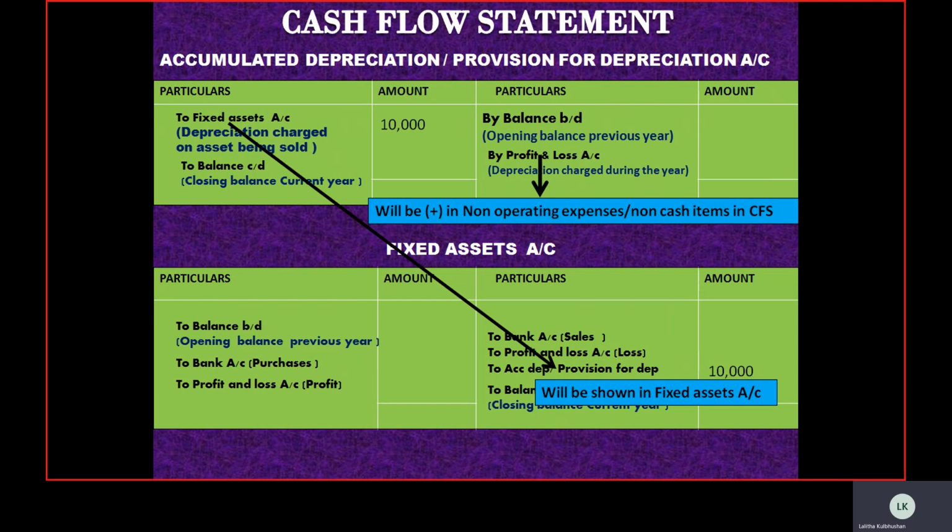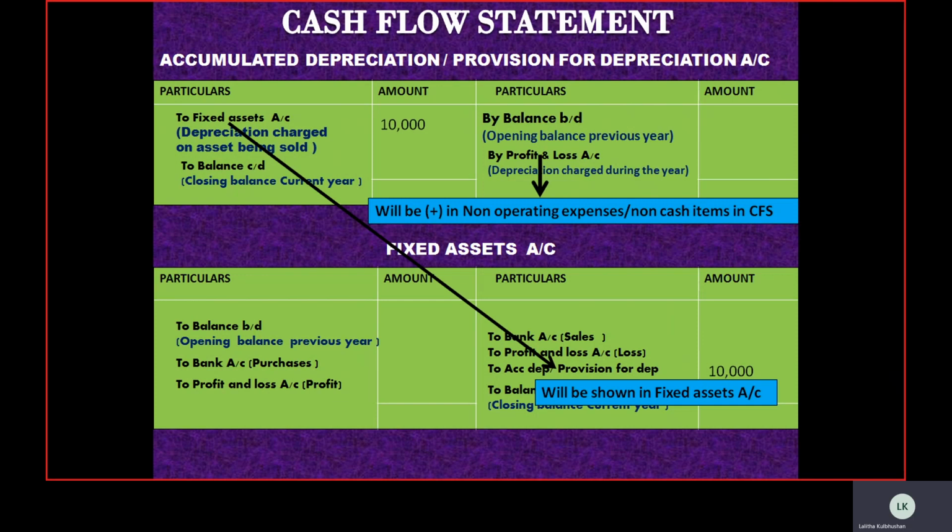Okay, now when the question won't provide you with the detail of the depreciation charge during the year, if it is not given, then in such a situation, this depreciation charged on the asset, which you can see on the debit side, can be shown under the heading plus non-operating expenses / non-cash items in the cash flow statement.